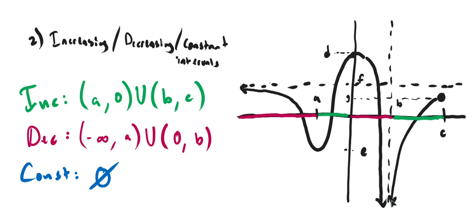Now, don't get too confused by this downward facing arrow. Again, we're going as x goes to the right. What is our function doing? Our function is getting bigger and bigger, so it's increasing on this interval. So to summarize, it's increasing from a to 0, that's here, and from b to c, that's here. And it's decreasing from negative infinity up to a, that's this branch here, and from 0 up to b, that's here. And it's nowhere constant.